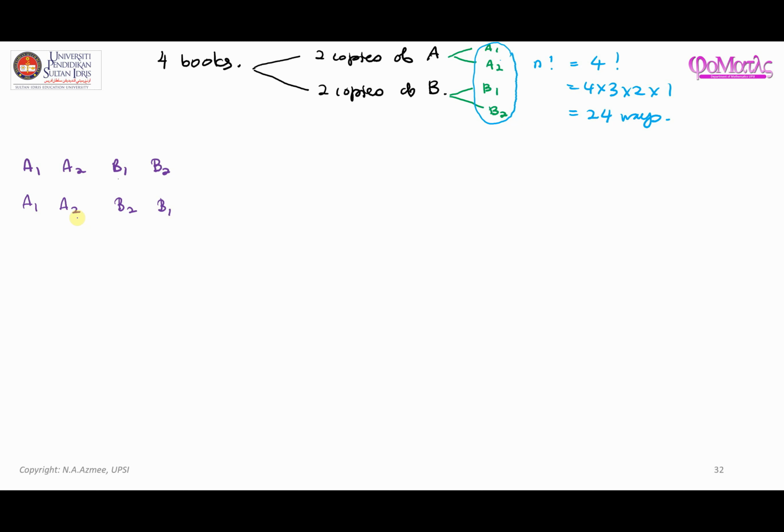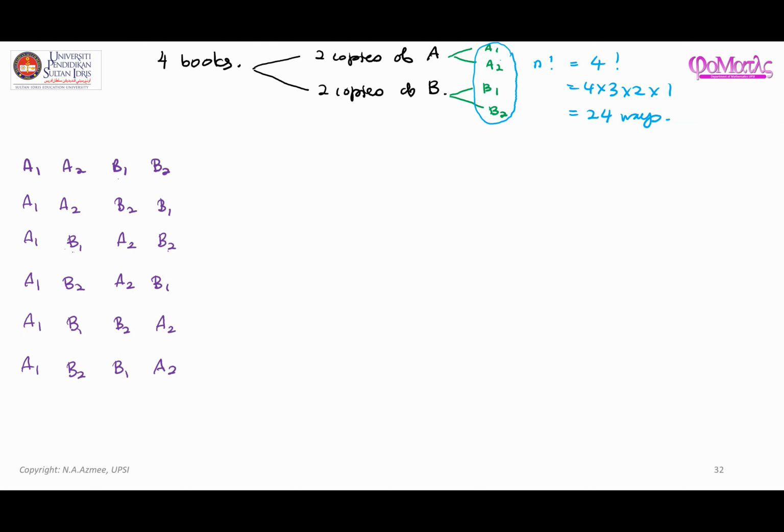Next, I'm going to move this position to this one right here. So I'm going to have A1, A2 is going to be right here, B1 and B2. Next, I'm going to switch position for this one. So we have A1, B2, A2, B1. Now I'm going to move the position of A2 to the end. So A1, A2, B1, B2. And this one, I'm going to just switch B2 and B1. So A1, B2, B1, A2.